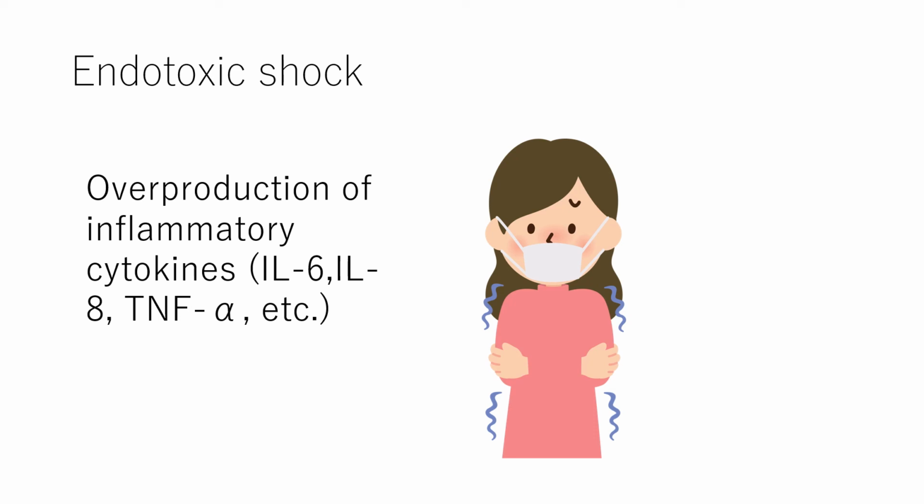Overproduction of various inflammatory cytokines such as TNF-alpha, IL-6, and IL-8 by TLR4 signaling may cause endotoxic shock. Symptoms of endotoxic shock include fever, chills, leukopenia or decreased number of white blood cells in the blood, bleeding, hypotension, tachycardia, multiple organ failure, and stroke.